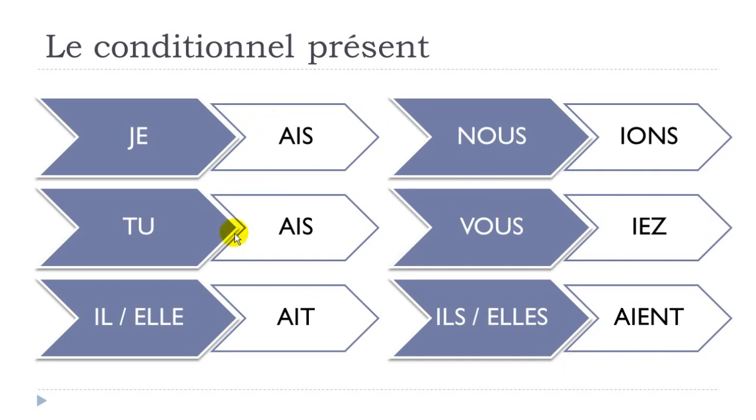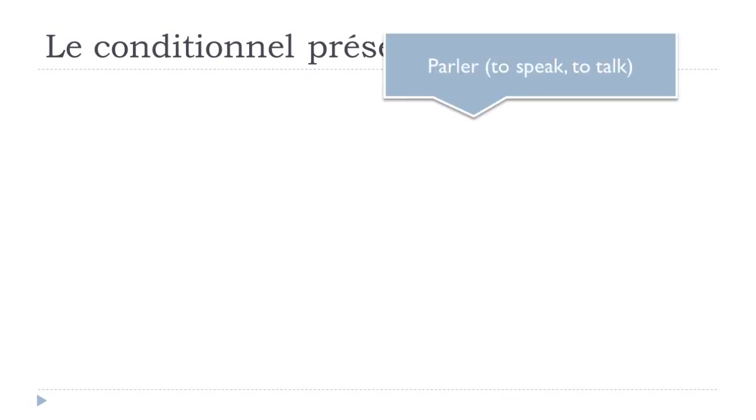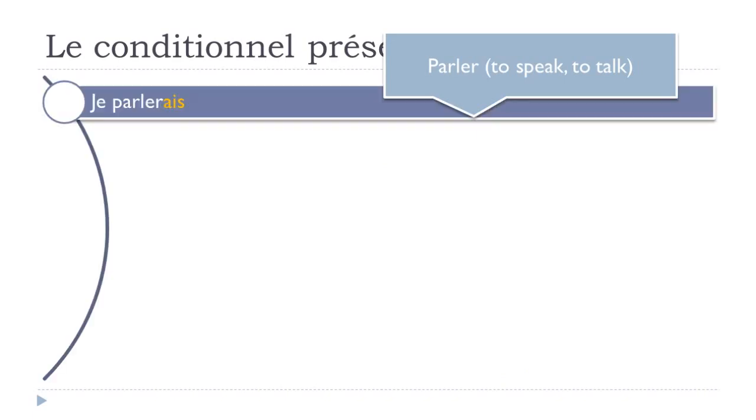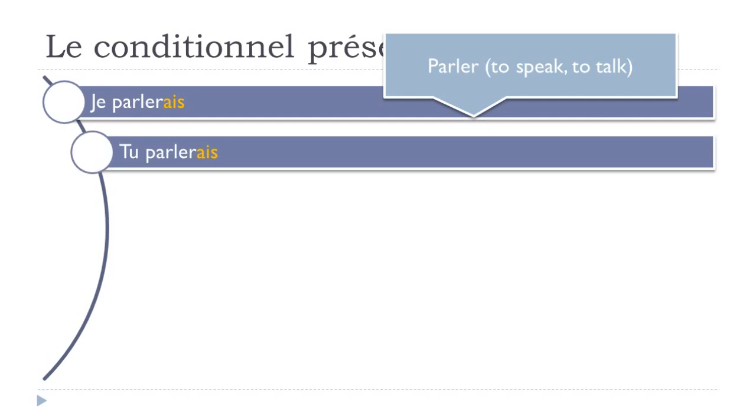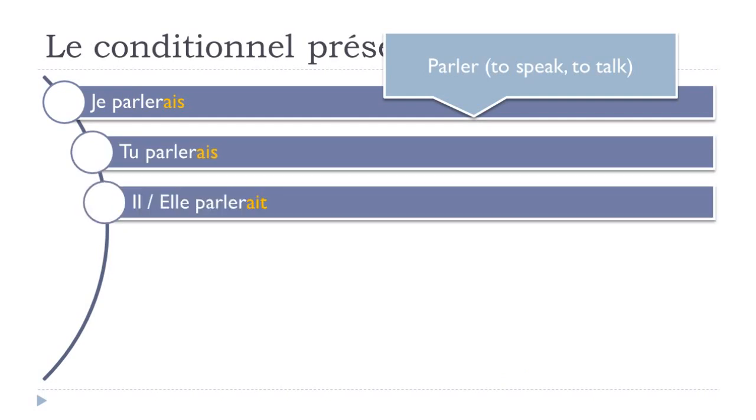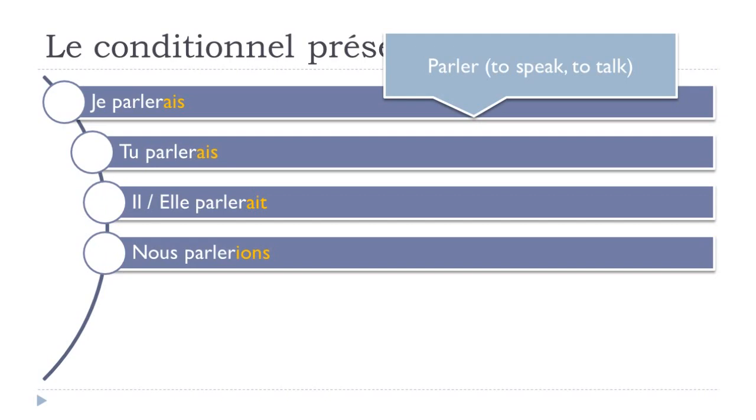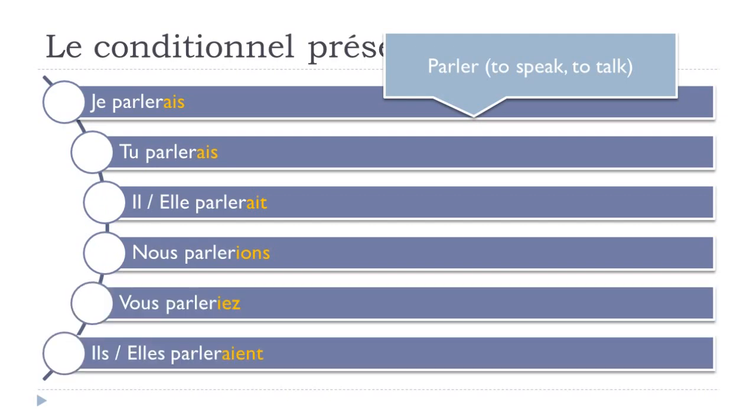If you look carefully, you've got only three phonetic pronunciations. The first one is here and here. It's the same, so it's e. After that, we've got this yon. And after that, we've got this ye. All right? So let's see now for parler. Parler is to speak or to talk. Okay, so je parlerais. Tu parlerais, il parlerait, elle parlerait, nous parlerions, vous parleriez, ils parleraient, elles parleraient.